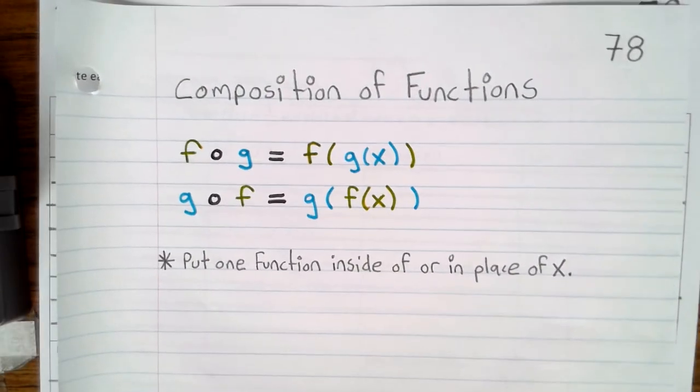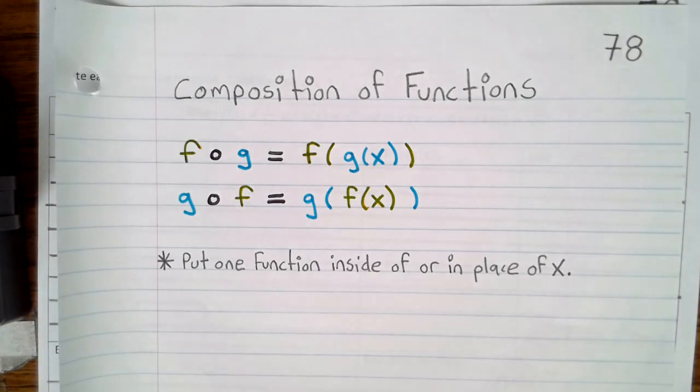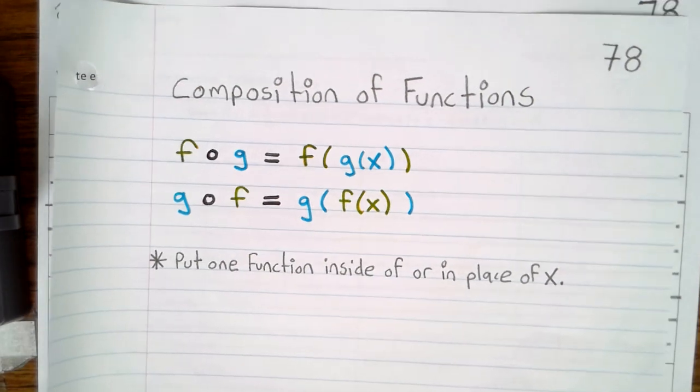All right, composition of functions, page 78. f of g equals f(g(x)), and g of f is equal to g(f(x)). Little note: putting one function inside of, or in place of, x is what composition of functions is. Okay, so if you would, update your notes. Now your notes are updated. Let's take a look at the examples.